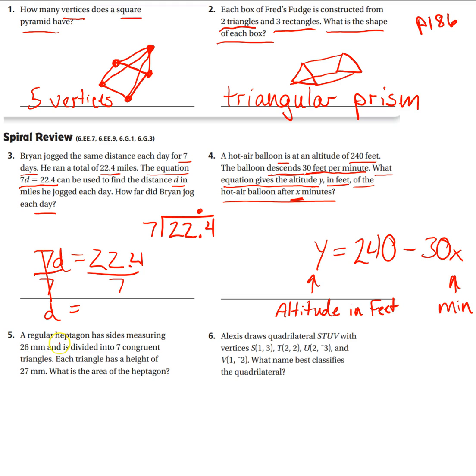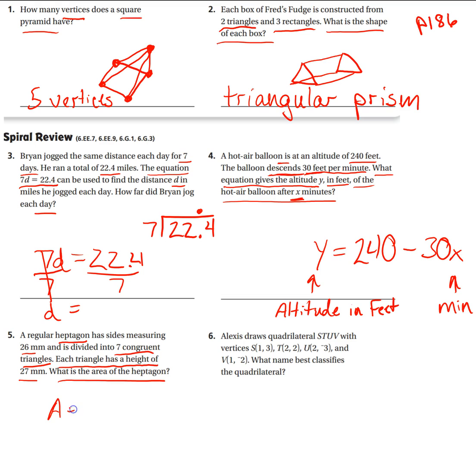Okay, a regular heptagon has sides measuring 26 millimeters, and it is divided into 7 congruent triangles. Each triangle has a height of 27. What is the area? Well, we know sides.